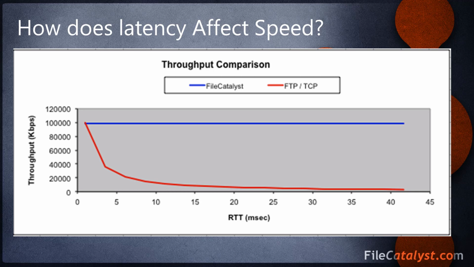And as you can see, as soon as the RTT increases, even marginally, the throughput drastically drops with FTP TCP. And this has detrimental effects on transfer speeds, especially when transferring large files. And also, as you can see on the top, is FileCatalyst. And you can notice that we're able to maintain transfer speeds no matter how much the RTT increases. So you can be sure that we're always maximizing your throughput.